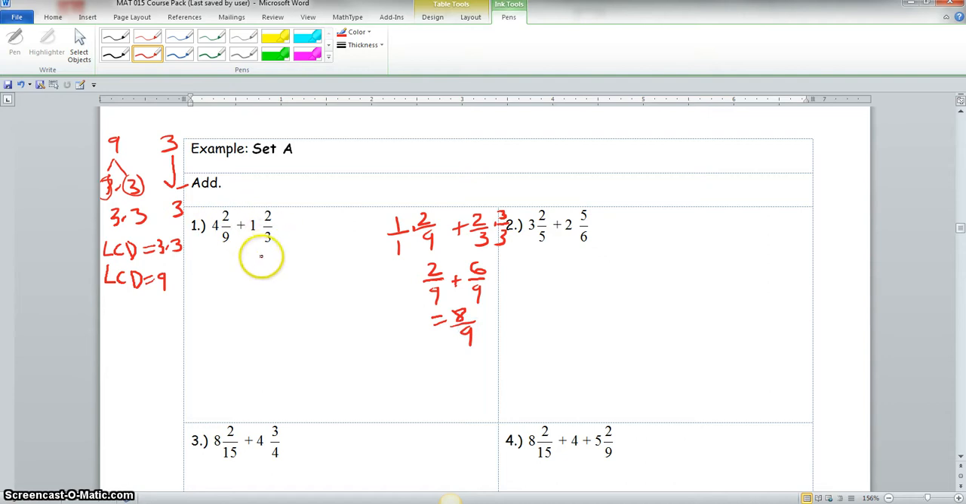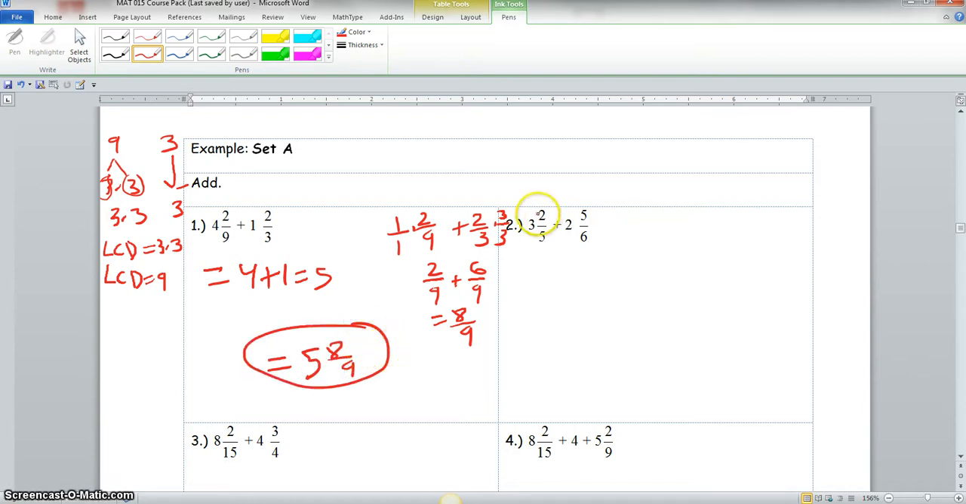So that took care of our fraction parts. Now our whole number parts, we have 4 plus 1, which gives us 5. So we would combine these two together, and that would give us 5 and 8 9ths. And that is our final answer.